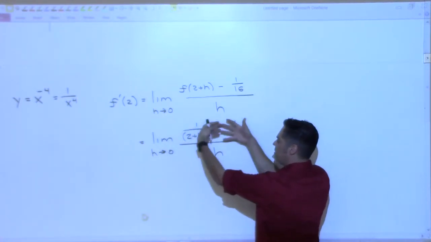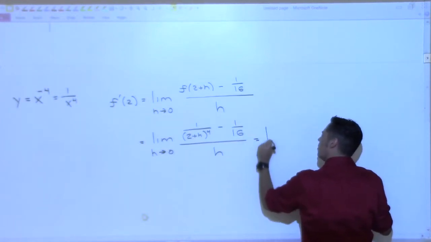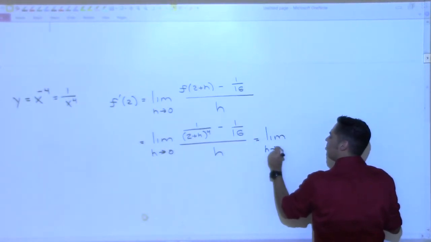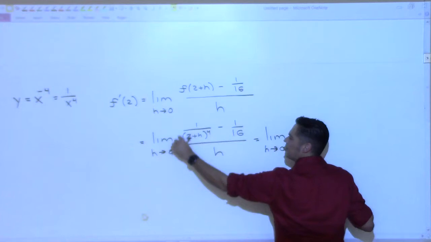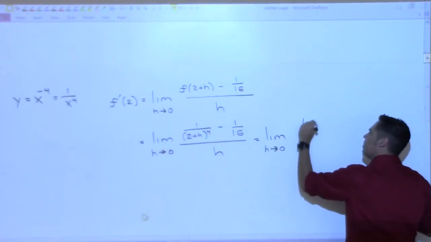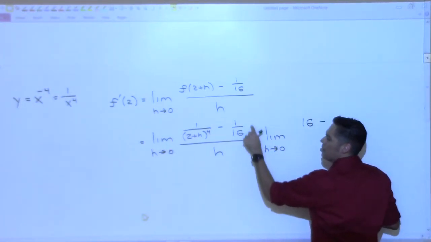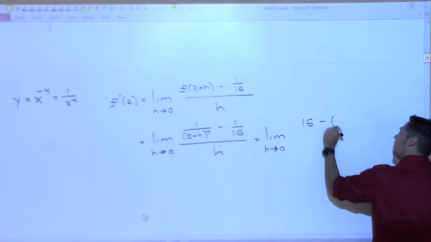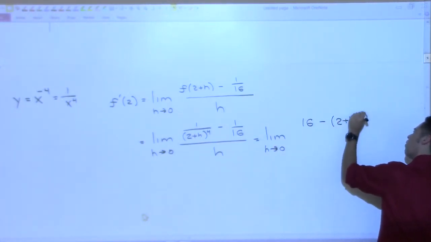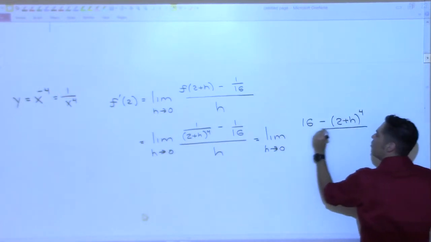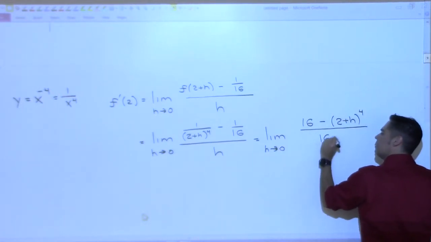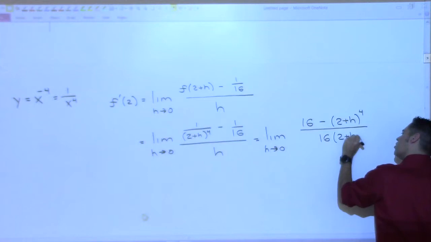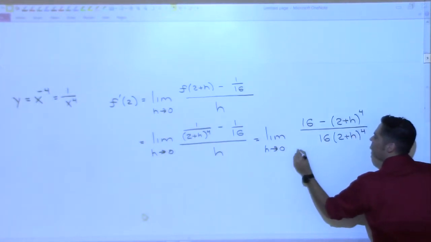So I'm going to try and put these together right now, which means I need a common denominator. So I have to multiply 16 on top and bottom here, so I get 16, minus I have to multiply 2 plus h to the 4th on top and bottom there. So that's going to be 2 plus h to the 4th right there. And then over the common denominator, 16 times 2 plus h to the 4th, then all of that over h.